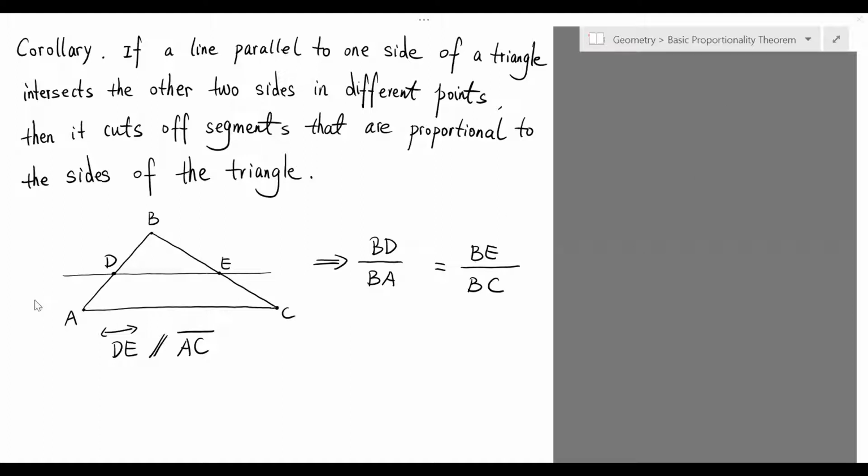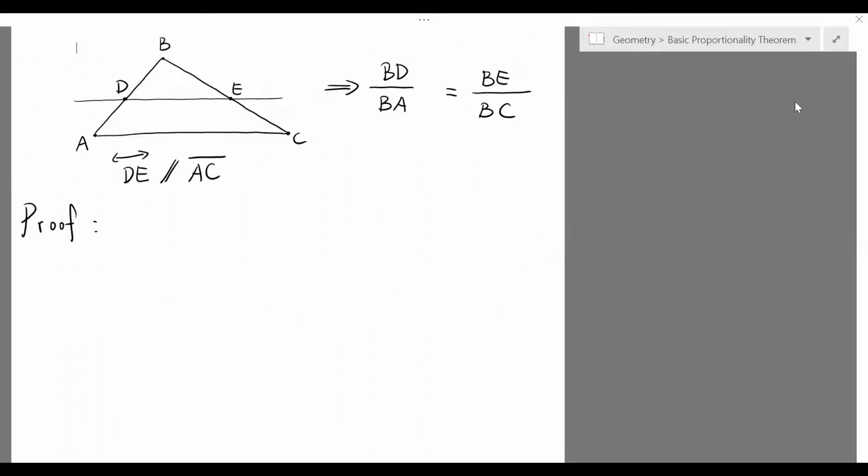In this figure, the line DE is parallel to AC, just as in the Basic Proportionality Theorem. Then we would like to show that the length of BD over the length of BA is equal to the length of BE over the length of BC. Let's take a look at the proof. We will combine the Basic Proportionality Theorem with a little bit of algebraic manipulation.